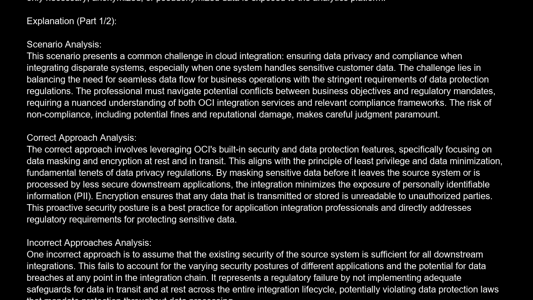Incorrect approaches analysis. One incorrect approach is to assume that the existing security of the source system is sufficient for all downstream integrations. This fails to account for the varying security postures of different applications and the potential for data breaches at any point in the integration chain. It represents a regulatory failure by not implementing adequate safeguards for data in transit and at rest across the entire integration lifecycle, potentially violating data protection laws that mandate protection throughout data processing.